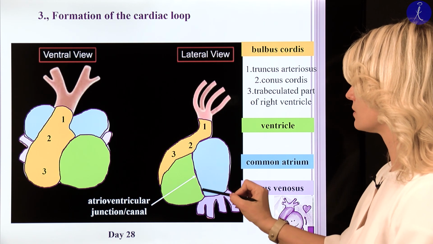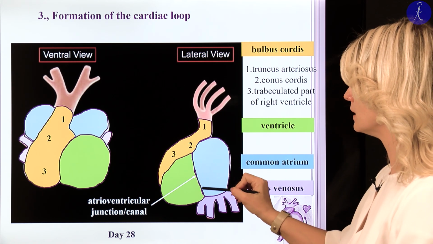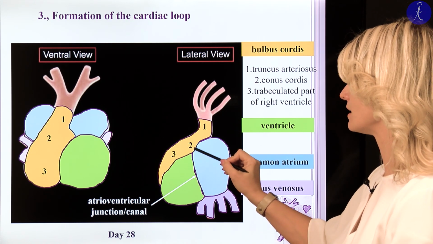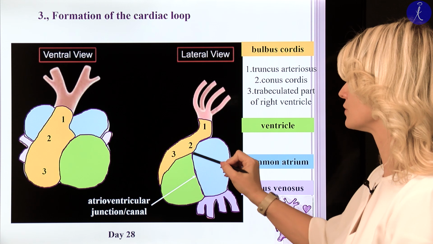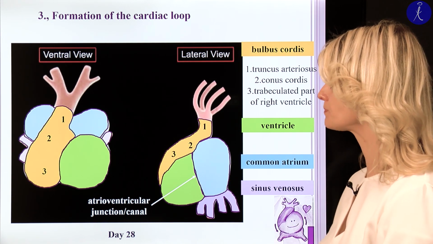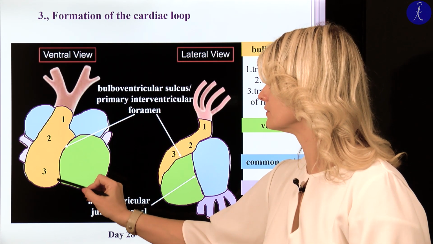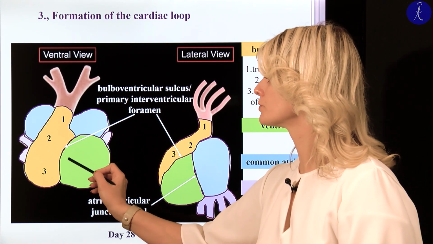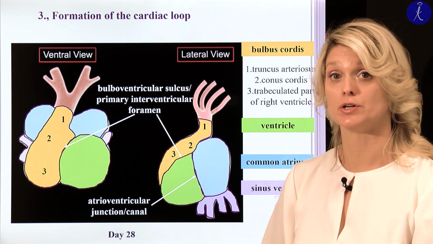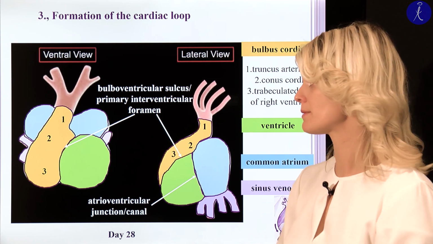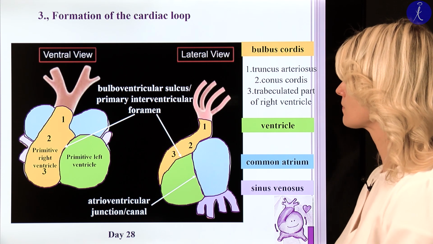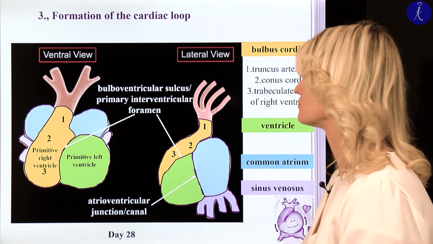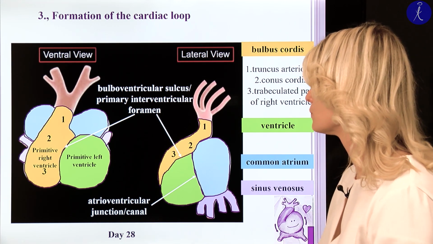Again, the atrioventricular canal I would like to show you. Here we have to separate the common atrium from the ventricles. There will be the atrioventricular orifices. And there, anteriorly, the bulboventricular sulcus. Here will be the border between the two ventricles. Here will be the interventricular septum. The primitive left ventricle and the primitive right ventricle are very visible on day 28.